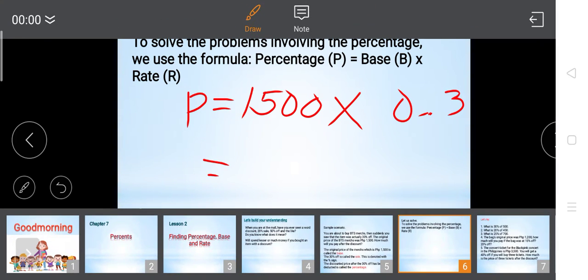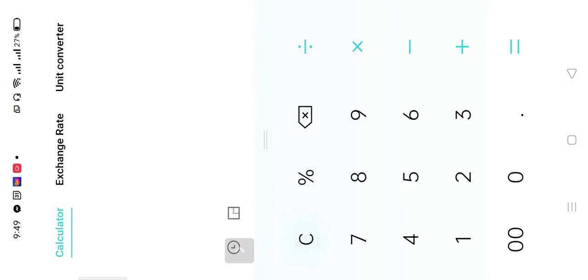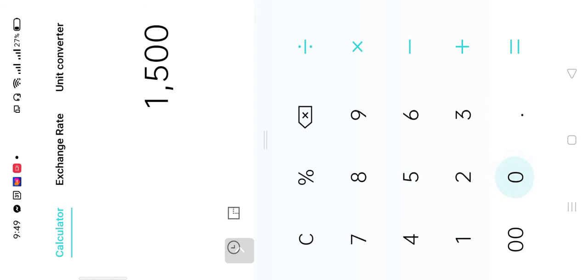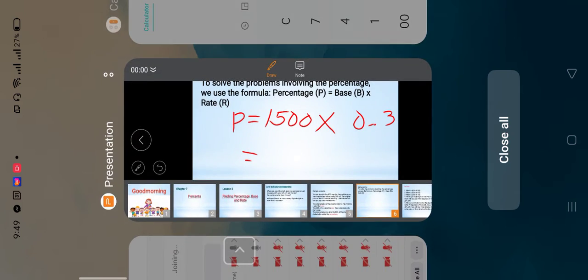Okay, 1,500 times 0.3. Let's see. 1,500 times 0.3. Ang laki naman, 5,000. Okay, so with my calculator here, 1,500 times 0.3. 0.3 ha, remember 0.3. So the answer that I have is 450.